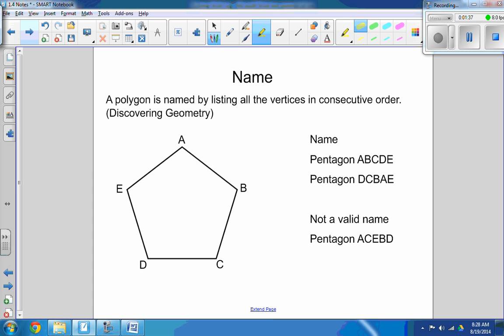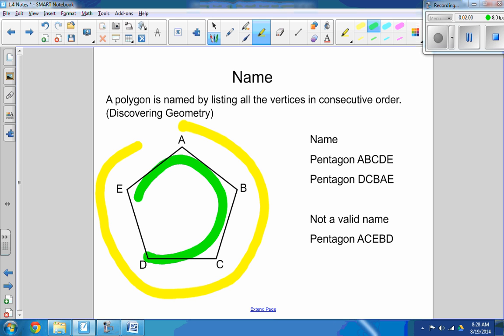The name of a polygon is done by listing all the vertices in consecutive order. So if I start at A and I'm going clockwise, A, B, C, D, E. Well, if I started someplace else, let's say I started at D and went counterclockwise, D, C, B, A, E, as I did here and here. Not a valid name would be A, C, E, B, D. Well, let's look at that one. I go from A to C to E to B to D. I'm not going in any consecutive order. That's not a legal name for this pentagon here.